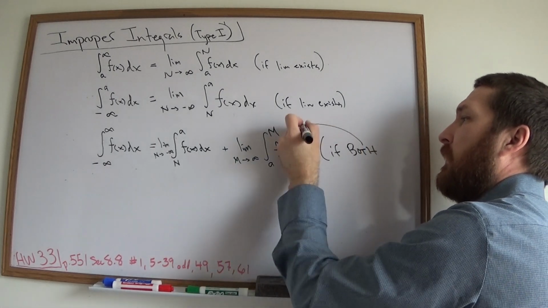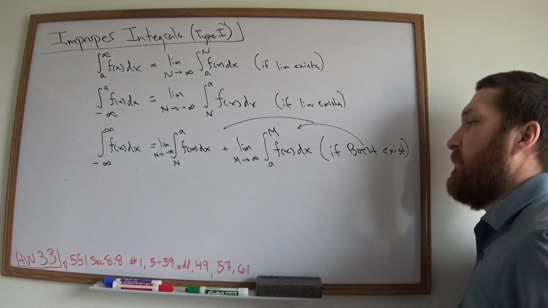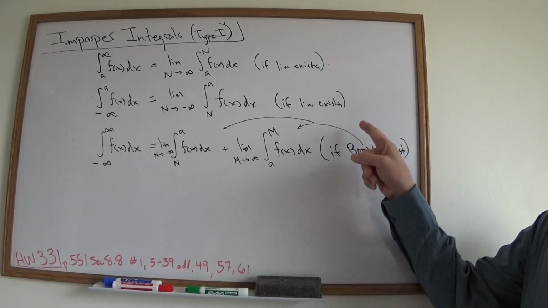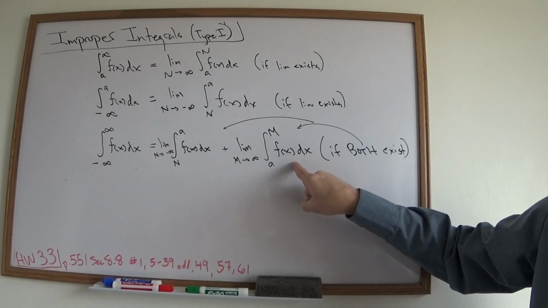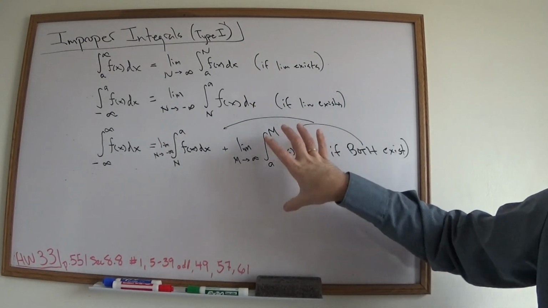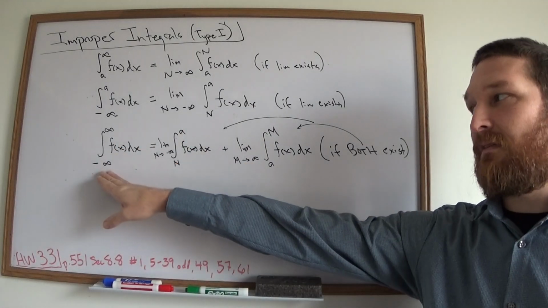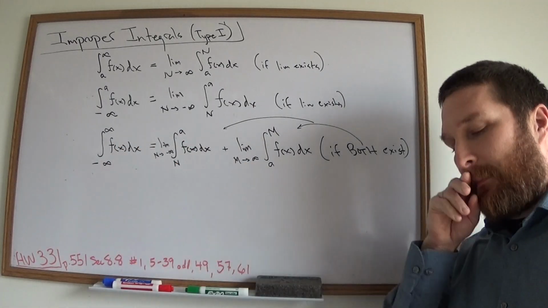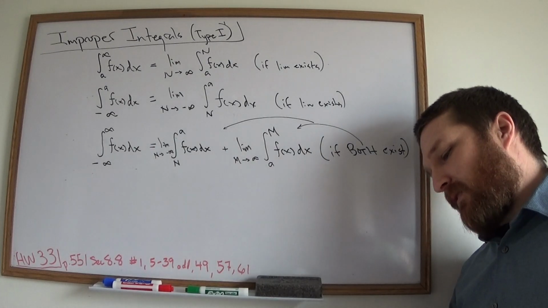If that exists. Distribute the limit. And what I mean by that is that these conditions, you take the limit like that, and if both exist, fine. If either of them doesn't exist, then this thing doesn't exist. Let's do an example, actually, let's do it this way.